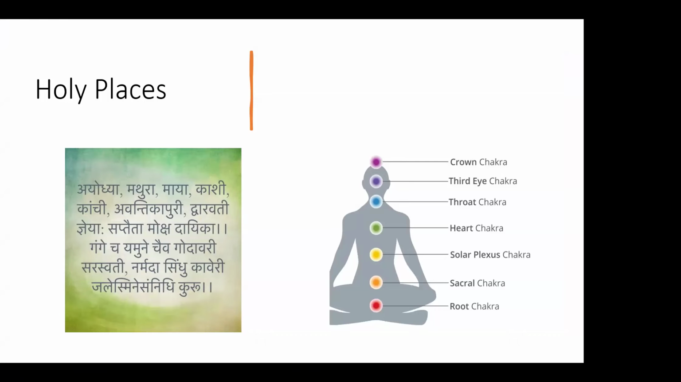So in our country, many places are described as holy places. They correspond to chakras in the body. Ayodhya, Mathura, Maya, Kashi, Kanchi, Avantika, Puri, Dwaraka, Vati, Saptaite, Mokshadayika. And rivers are considered as nadis, energy channels. Gange, Yamune, Godavari, Saraswati, Narmada, Sindhu, Kaveri, Jalesmin, Sannidhim Kuru.